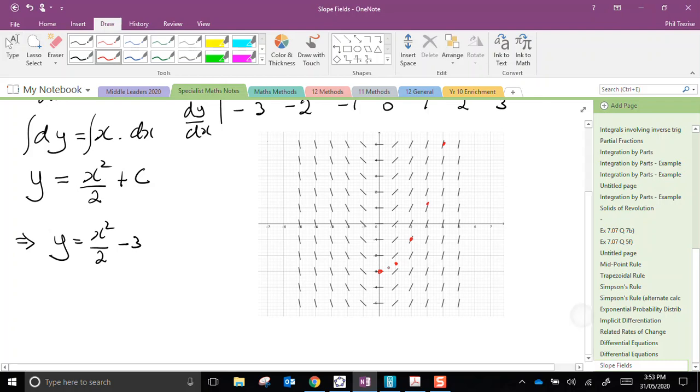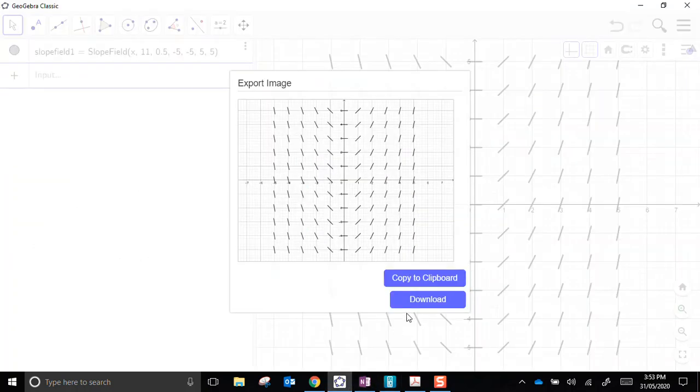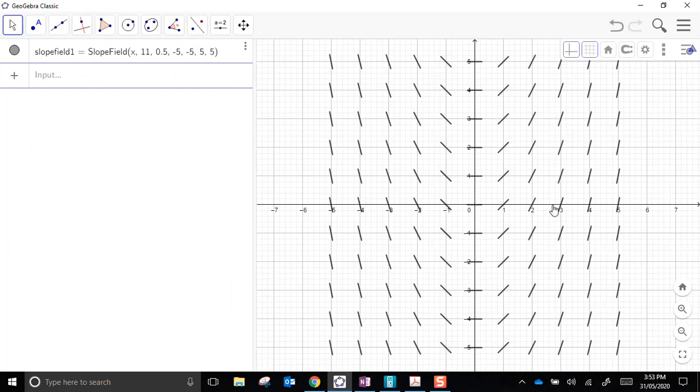Certainly looks like a parabola. Here we go. Rough sketch, and off it would go. And there'd be a symmetrical curve on the other side. Oh, that's pretty horrible, wasn't it? Now, let's pop over into Geogebra and have an accurate look at this. Oh, there's my slope field.